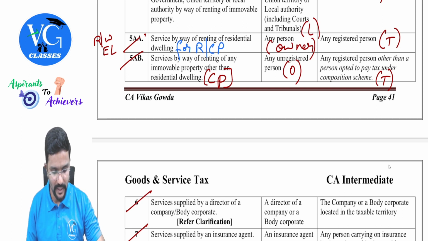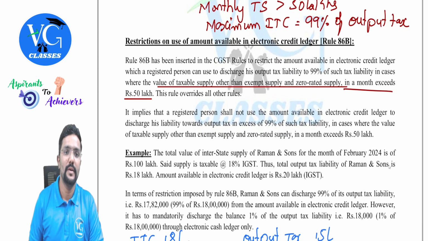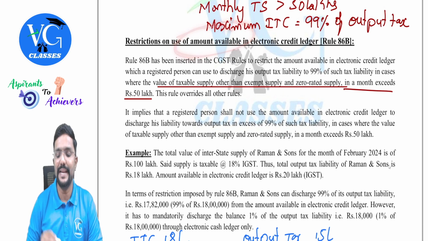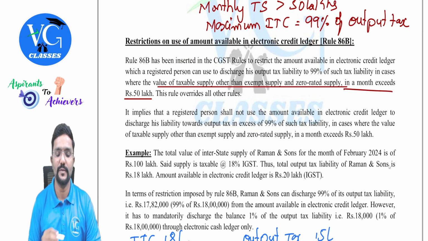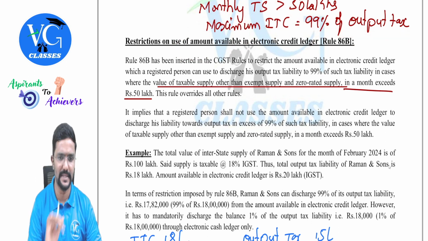Just a minute. Part of ITC chapter. You guys also can come to it. At the end of ITC chapter, it is there. Restriction on the use of amount available in electronic credit ledger as per Rule 86B. So if monthly taxable outward supply is more than 50 lakh, then maximum ITC that can be used is 99% of output tax.